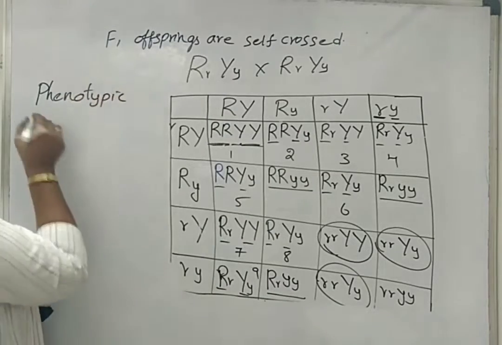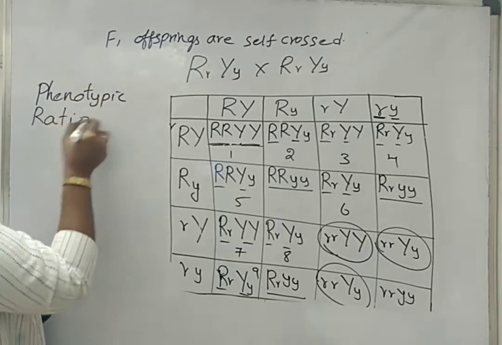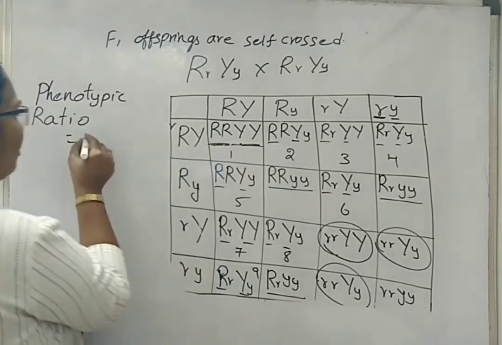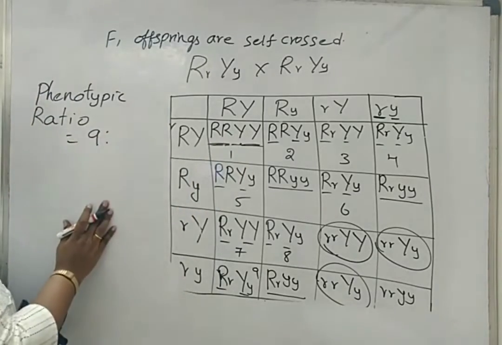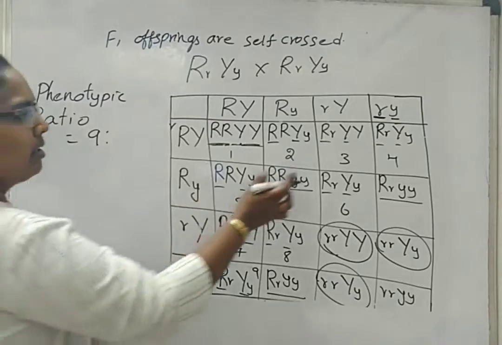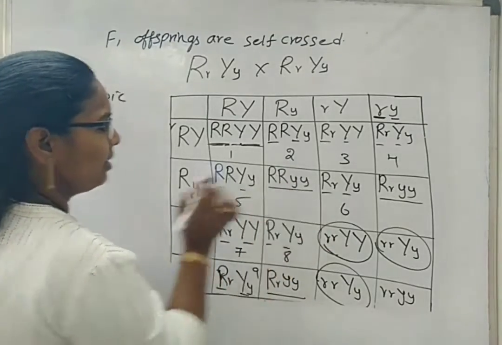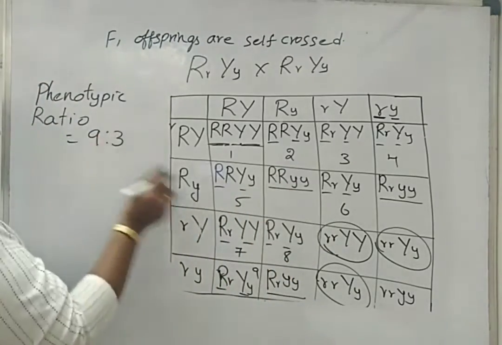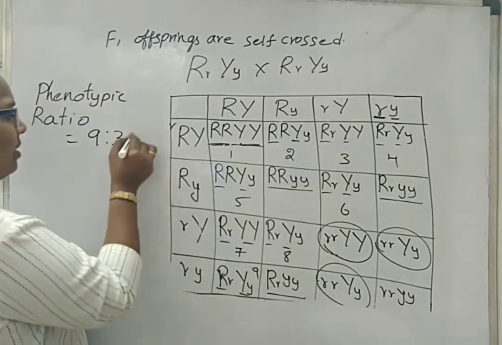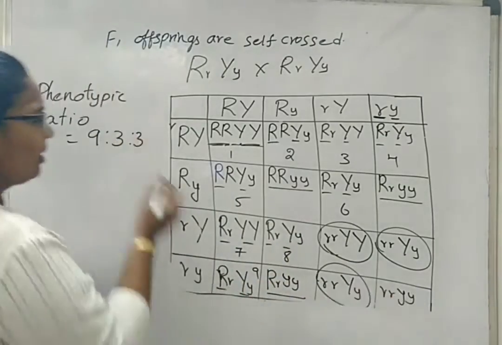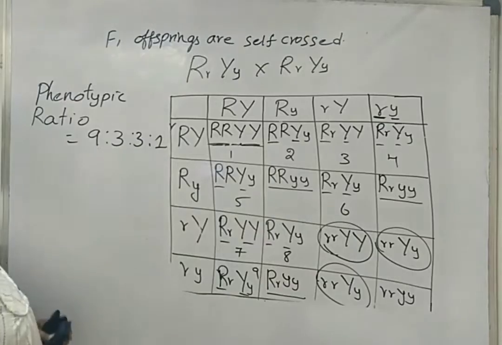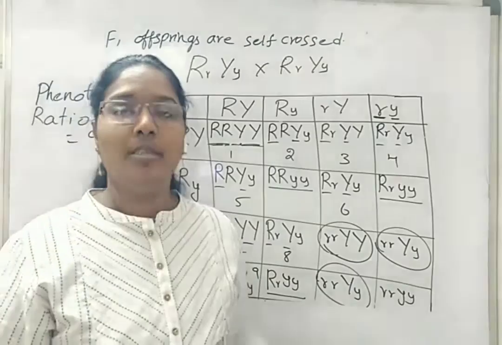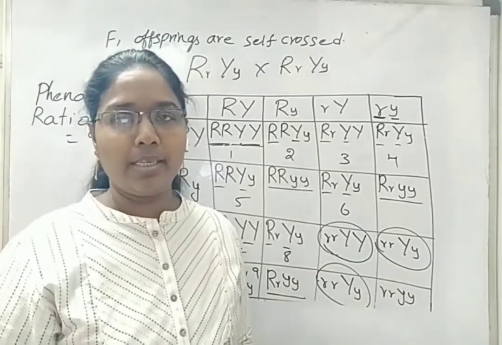Phenotypic ratio is how many? Round, yellow, 9. I have just given explanation about those. Next, round with a green color seed, 3. Again, wrinkled with a yellow color, 3. Next, wrinkled with green color, 1. So, the phenotypic ratio of the F2 generation of dihybrid cross is 9:3:3:1.